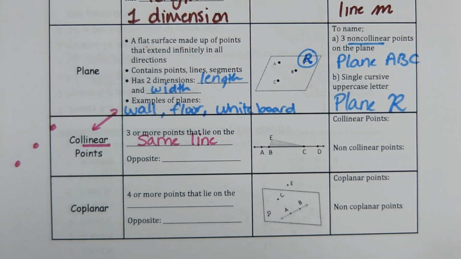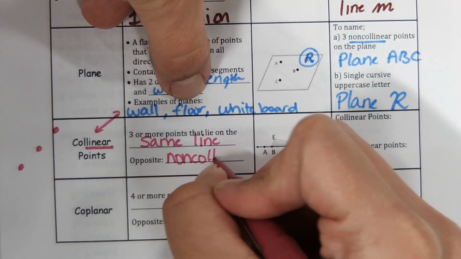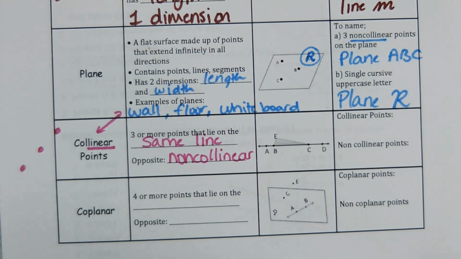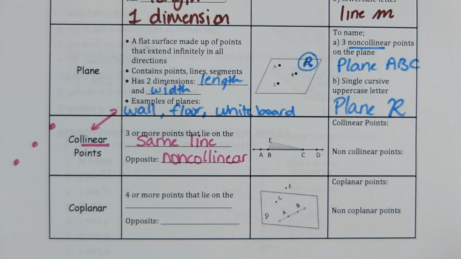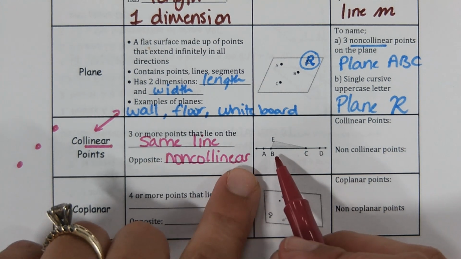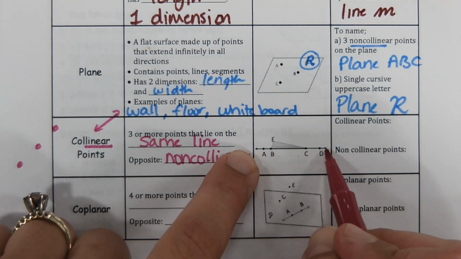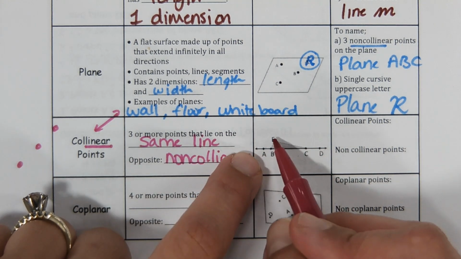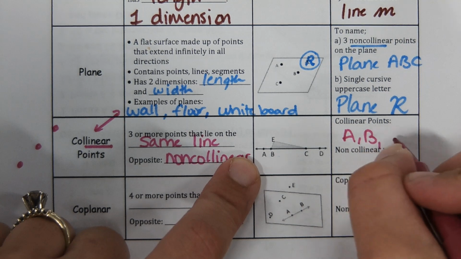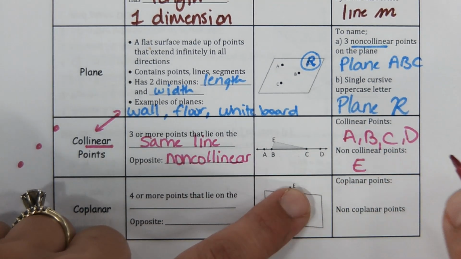The opposite of collinear is non-collinear. So if points aren't in a straight line, they're non-collinear. Okay, so here is a visual example. Collinear points here would be points A, B, C, and D. Those fall in a straight line. And then a non-collinear point would be point E. So collinear points here, A, B, C, and D. And then the non-collinear point is E.